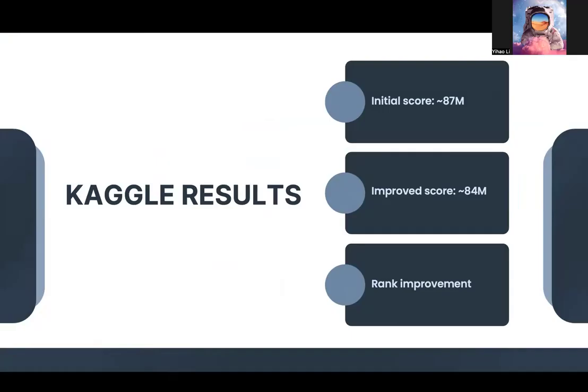And this part is the Kaggle result. After doing that in the notebook, I submitted the CSV to the Kaggle website. The initial public score was probably around 87 million MSE, but it was not very good. After applying log transformation, feature engineering and also hyperparameter tuning, I improved my score to around 84 million. This demonstrates that a systematic approach leads to measurable performance improvement.